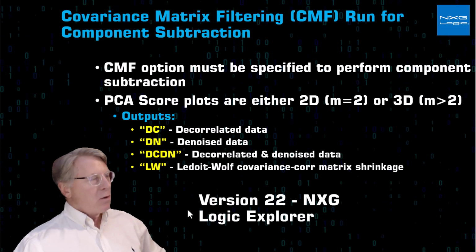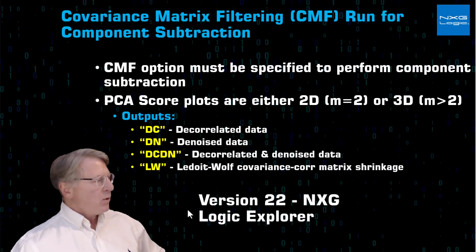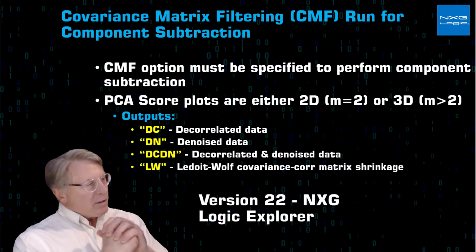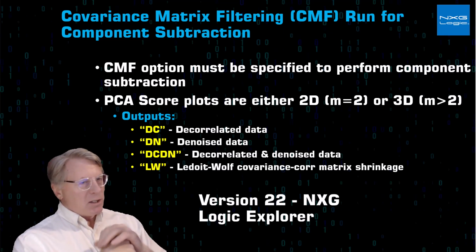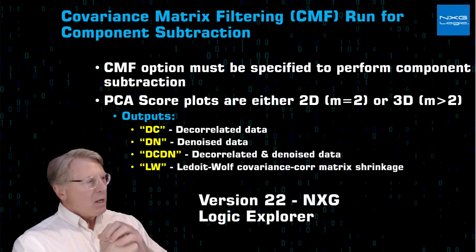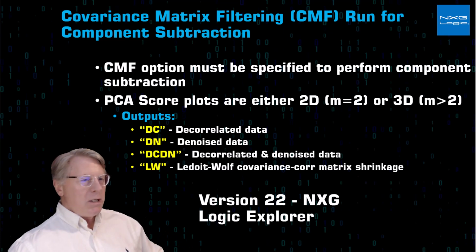This tutorial is going to go over a covariance matrix filtering run for component subtraction. Covariance matrix filtering option must be specified to perform component subtraction, so it's an option in one of the pop-up windows. PCA score plots are either 2D or 3D, depending on whether you specify 2 dimensions or greater than 2 dimensions. The outputs for a CMF run are decorrelated data, denoised data, decorrelated and denoised data, and then the Ledoit-Wolf shrinkage covariance matrix.